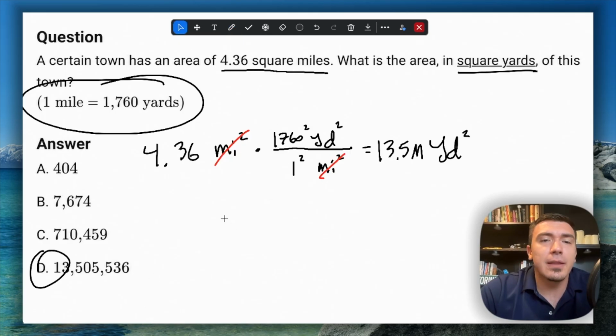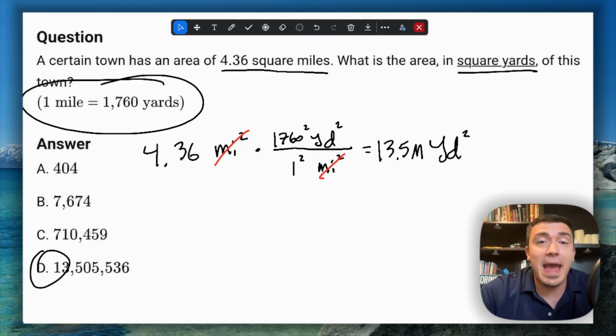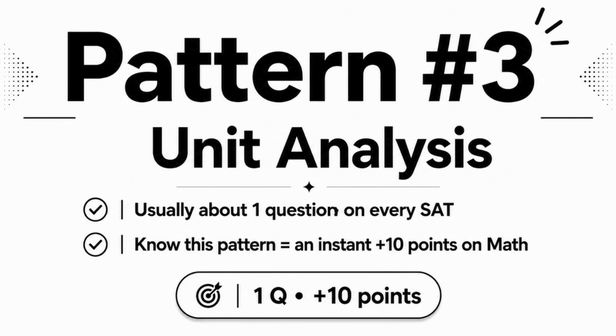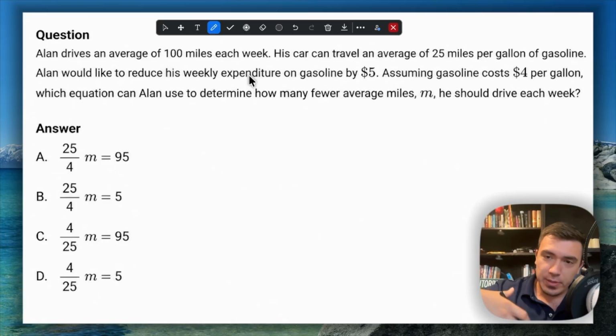Like I said, dimensional analysis is super, super common on the SAT. You are going to see this all the time. So make sure you guys know this pattern. Like I said, knowing this will get you an additional 10 points every single test. Pattern number 3 is on unit analysis, and there's usually about 1 of these every test. So by knowing this pattern, you'll be able to get about 10 additional points.